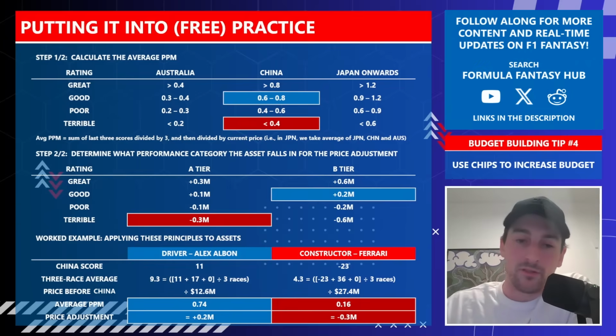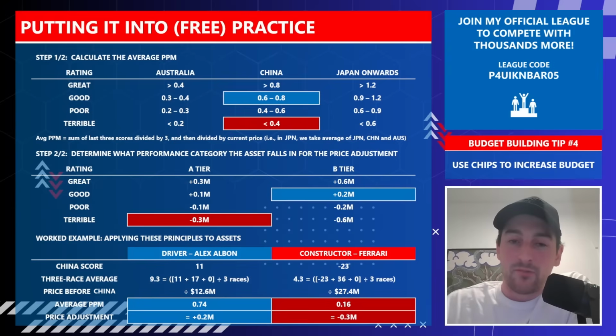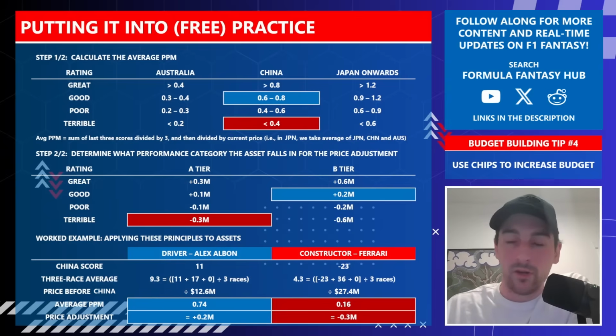In Alex Albon's case, Alex scored 11 fantasy points in China. The 3-race average based on his historical 3-race performance was 11 in China, 17 in Australia, and, as I pointed out before, a 0-point data point, if we can call it that, given there was no race before Australia.